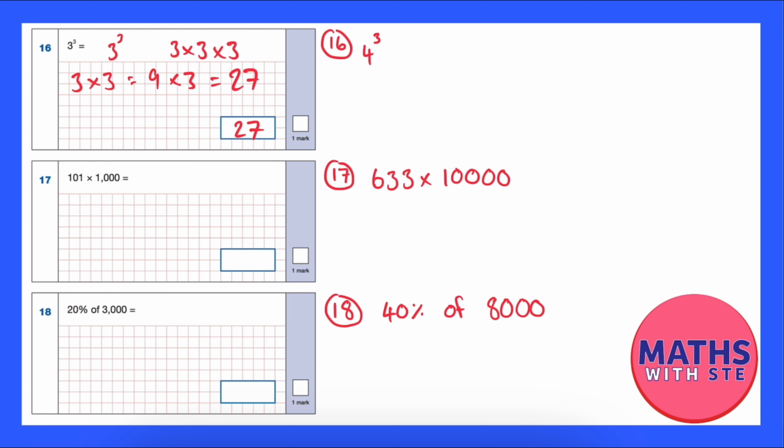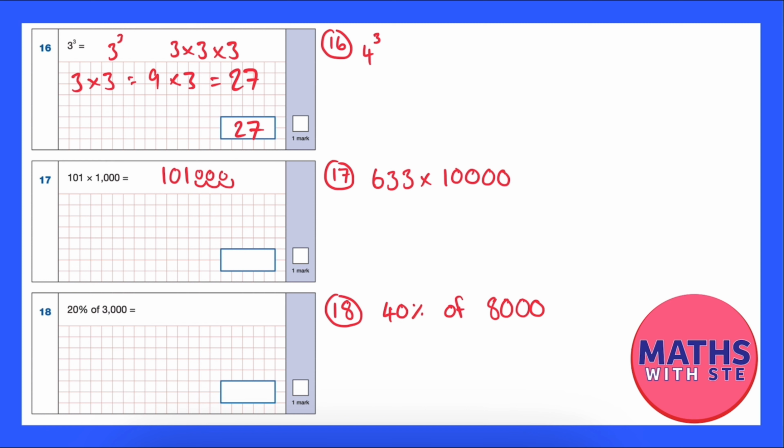Okay, so question 17 is very similar to the one that I was just doing before, where you're moving the decimal along. Now there's no decimal in 101, but you can pretend that there is, because 101 is 101.0, right? So you can move that along 3 times. 1, 2, 3, and add in your zeros there.